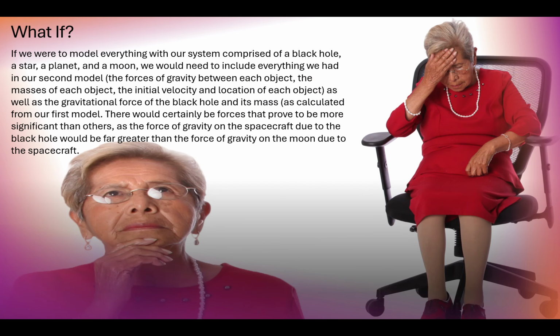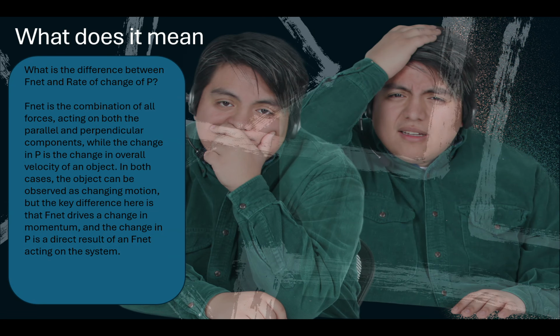What if? If we were to model everything with our system comprised of a black hole, a star, a planet, and a moon, we would need to include everything we had in our second model, i.e. the forces of gravity between each object, the masses of each object, the initial velocity and location of each object, as well as the gravitational force of the black hole and its mass as calculated from our first model. There would certainly be forces that proved to be more significant than others, as the force of gravity on the spacecraft due to the black hole would be far greater than the force of gravity on the moon due to the spacecraft.